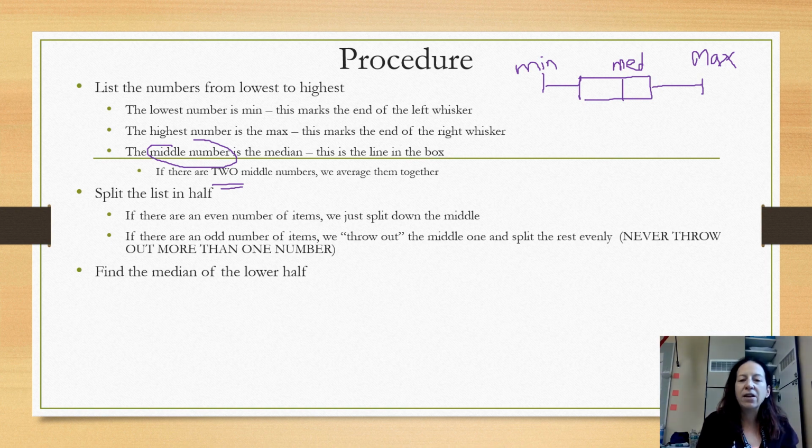Find the median of the lower half. We already went over how to find the median. That's the middle number. So you look at the lower half of the numbers and find the median. You split the bottom half and find the middle of the bottom half. That is Q1, and it marks the left end of the box. So where do I draw that box? Well, this will be the middle of the bottom half.